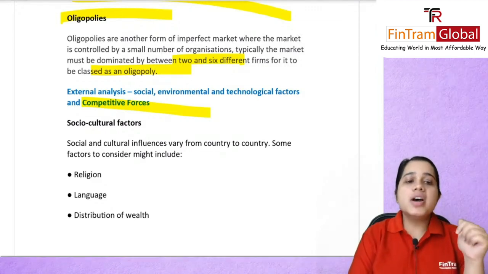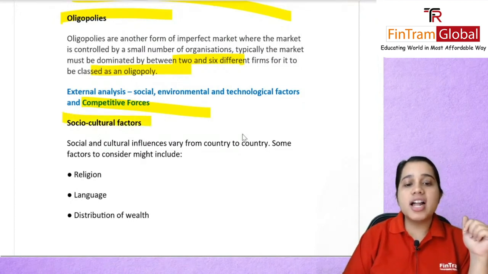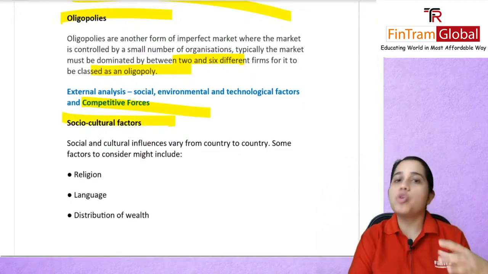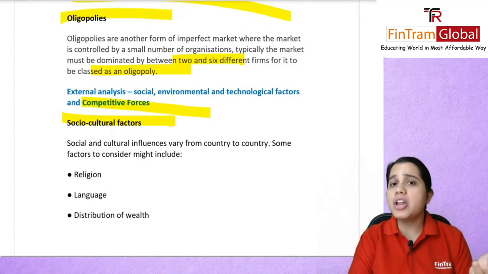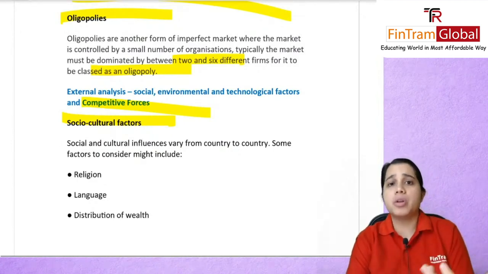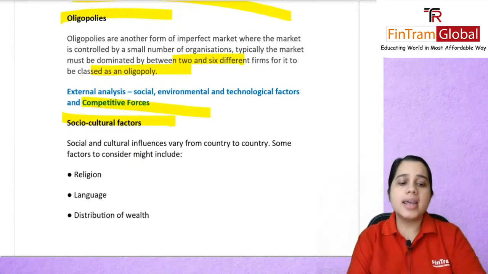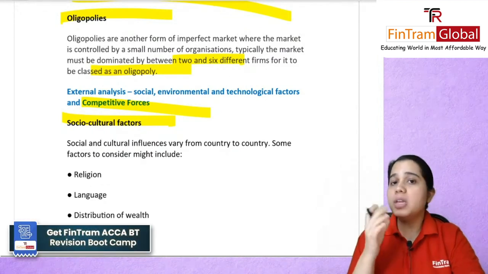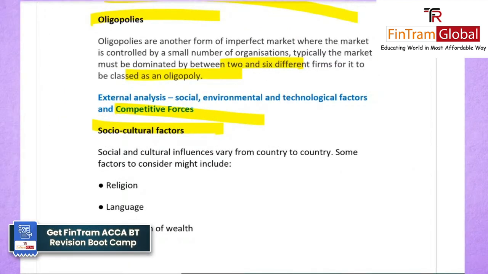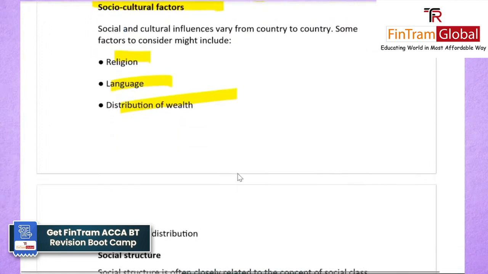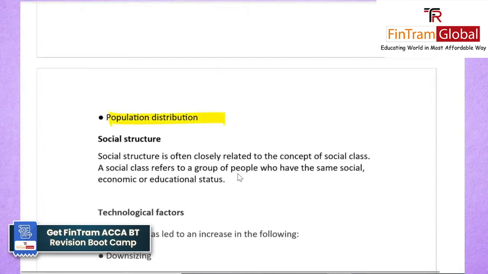So here, firstly, we'll talk about the socio-cultural factors. Now, these will of course vary from country to country, because every country will have different people, diversity, and hence this is something that is going to be different. So some factors that you will consider here are religion, language, distribution of wealth, and population distribution.